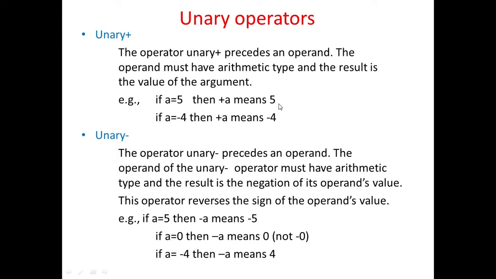5 will remain 5, minus 4 will remain minus 4. So there is no change. And you know these are used for numbers. So the operand must have arithmetic type, means it should be a number.